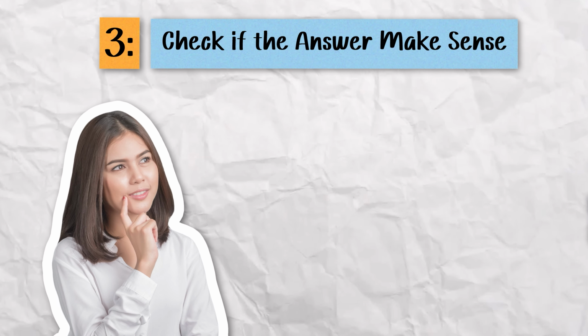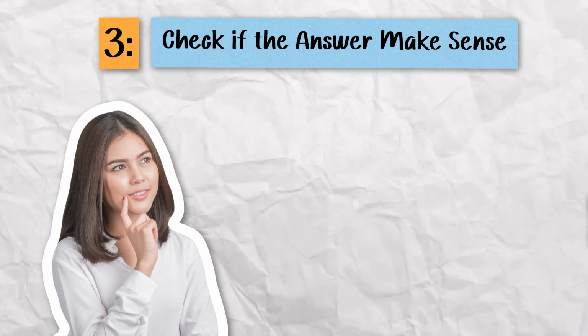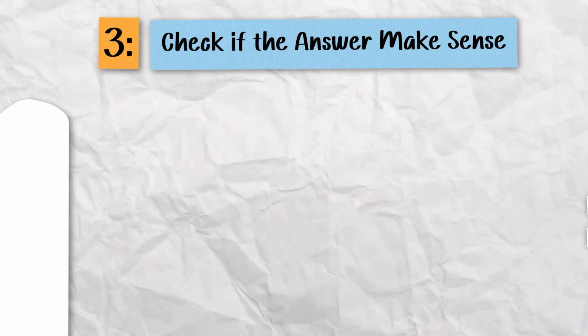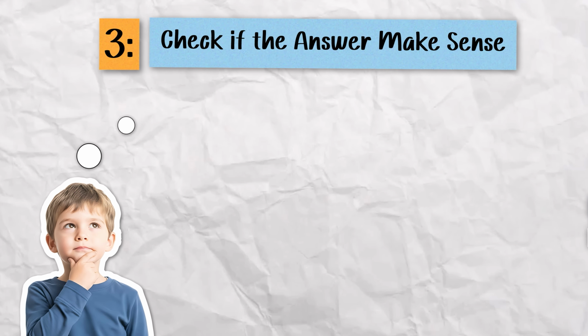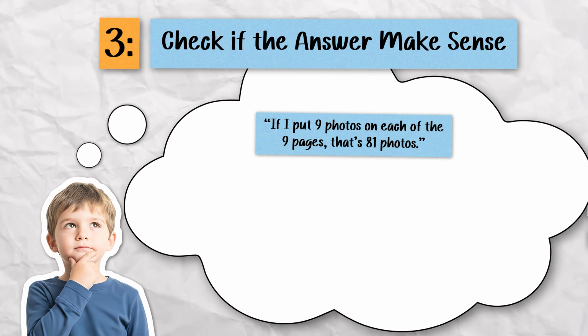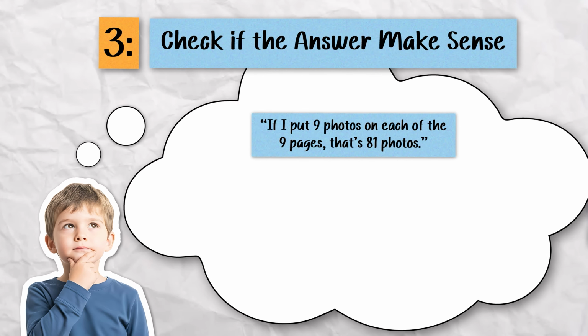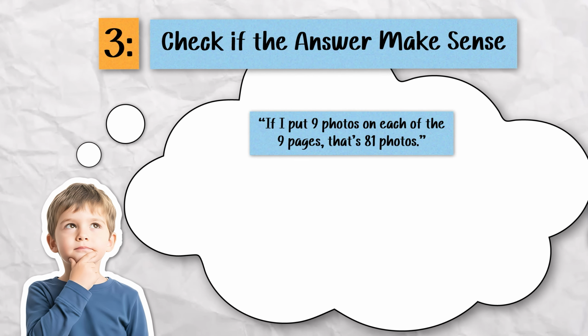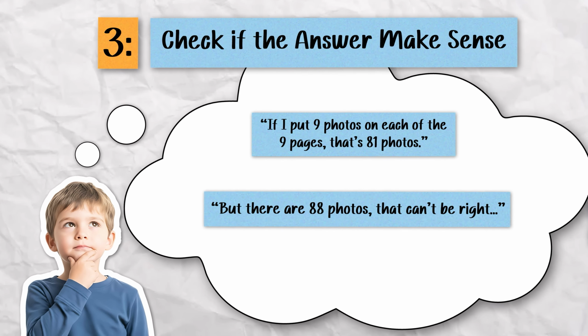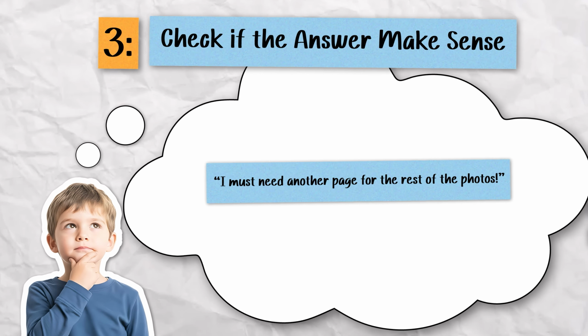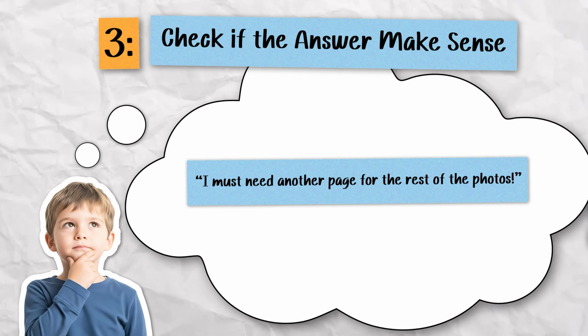Make sure the answer makes sense. This sounds super simple, but it's more than just doing the reverse operation. It's about thinking critically. If they solve the problem and answer 9 pages, they might stop and think, if I put 9 photos on each of the 9 pages, that's 81 photos. But there are 88 photos, this can't be right. This is the moment we want students to pause and reflect and adjust their solution if things don't look right.